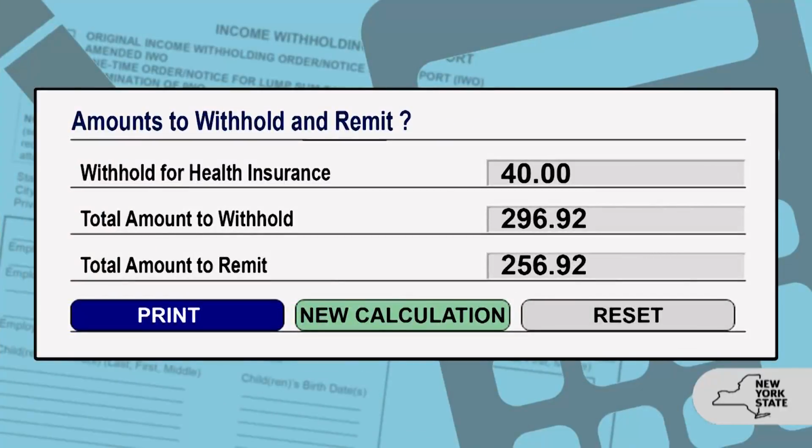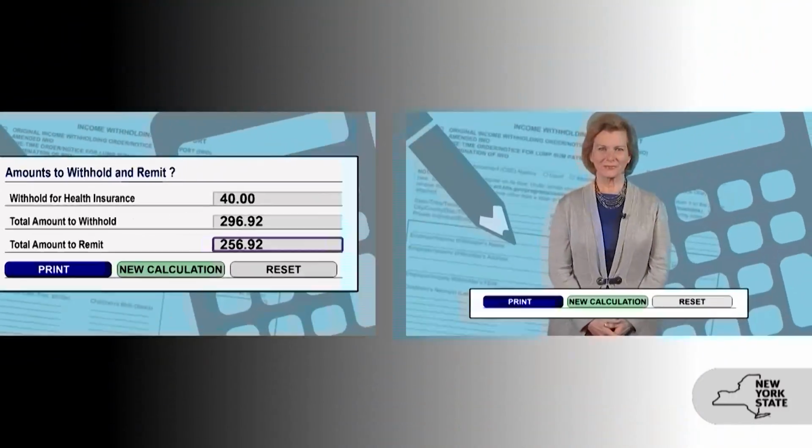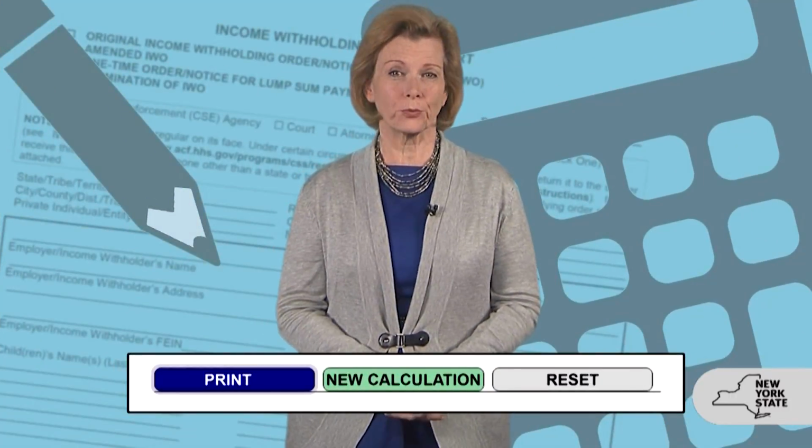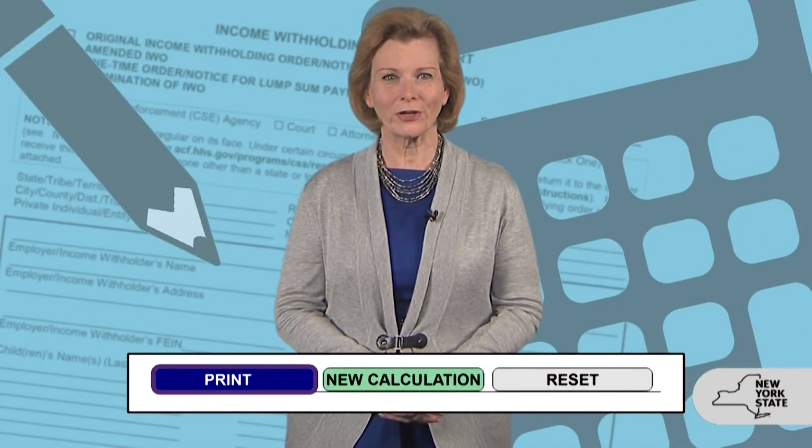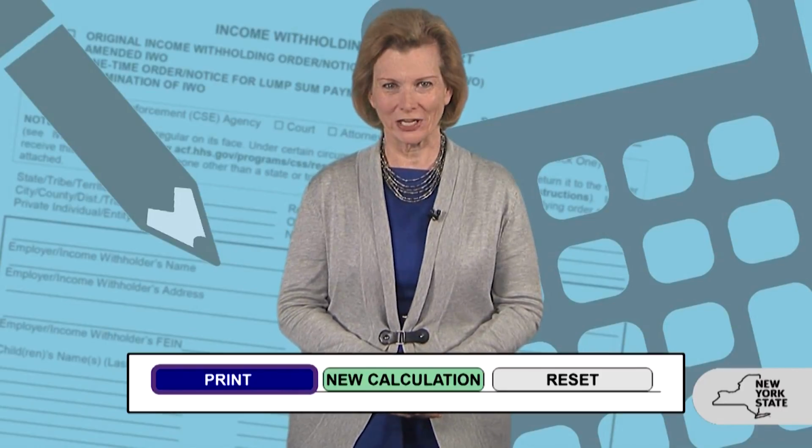Please note that the withhold for health insurance amount is included in the total amount to withhold. Therefore, the total amount to withhold is the amount the employer will deduct from the employee's paycheck. The total amount to remit is the amount the employer will send to the New York State Child Support Processing Center, the state disbursement unit. Click Print to print the web page, including the calculator and any calculations in its entirety.